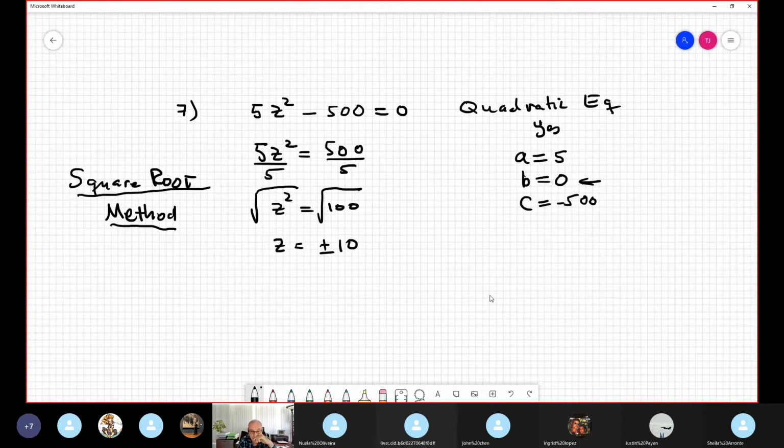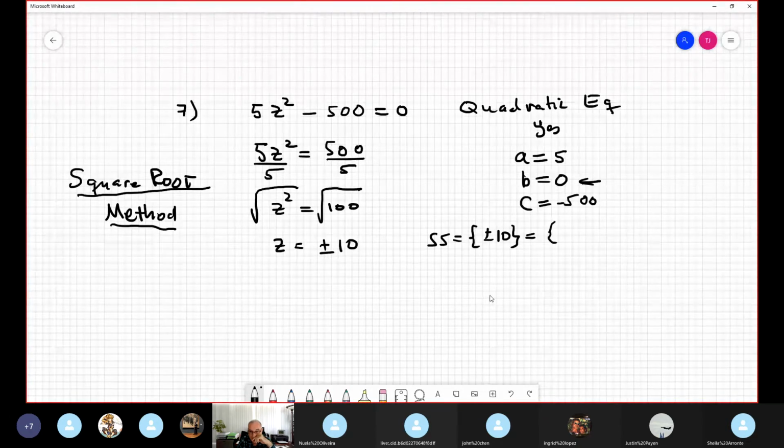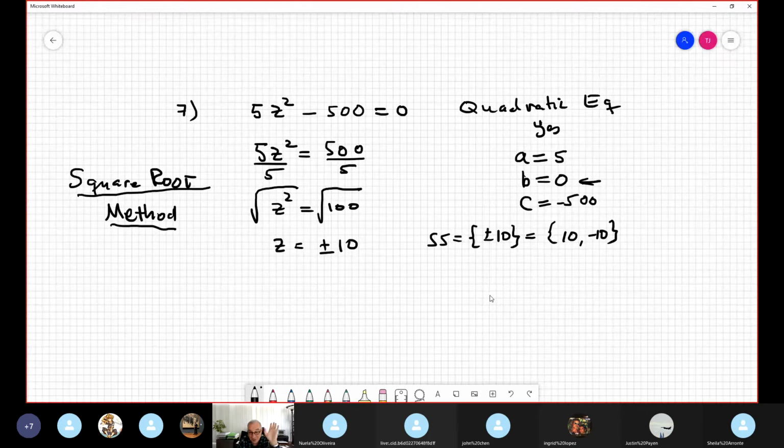And the answer is the solution set: plus or minus 10, or 10 and negative 10. They're the same. This is a fantastic way, but this fantastic way is applied when the B is 0. Okay?